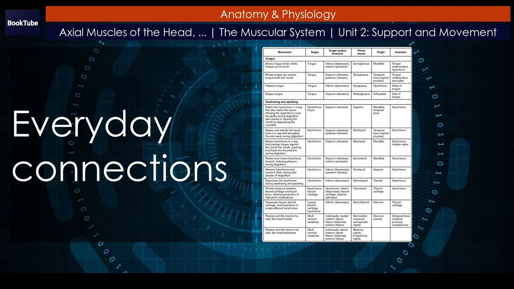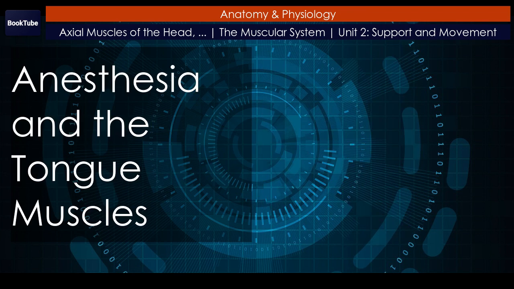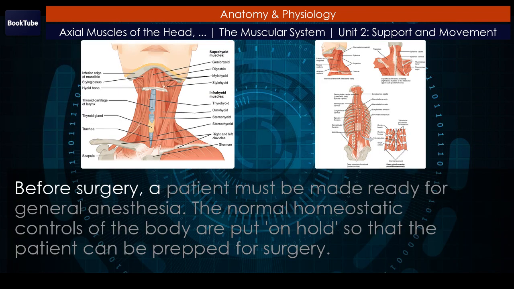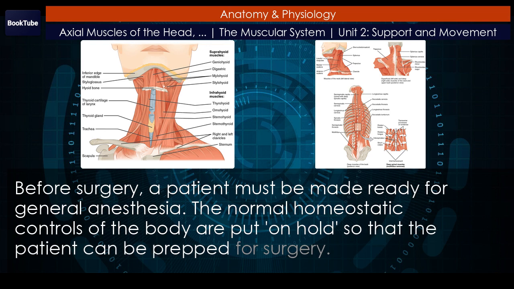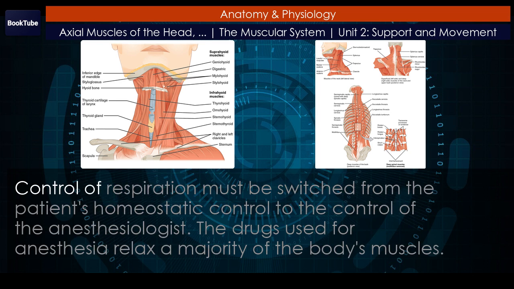Everyday connections. Anesthesia and the tongue muscles. Before surgery, a patient must be made ready for general anesthesia. The normal homeostatic controls of the body are put on hold so that the patient can be prepped for surgery. Control of respiration must be switched from the patient's homeostatic control to the control of the anesthesiologist.